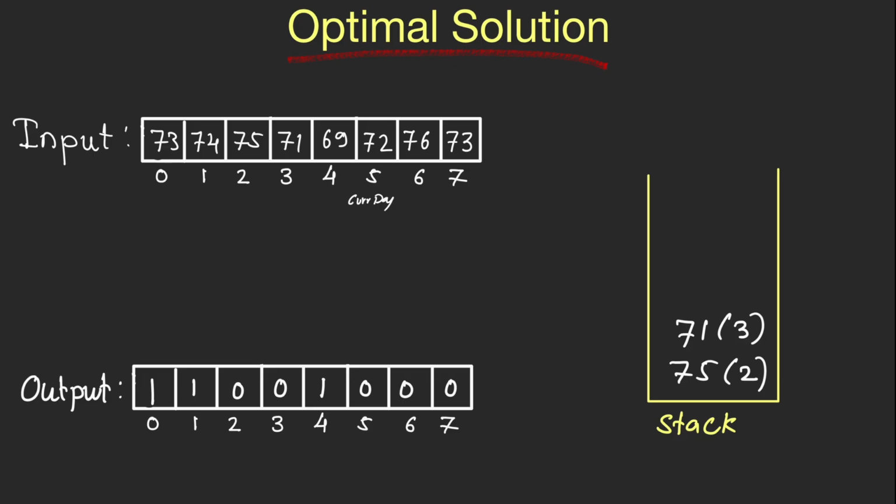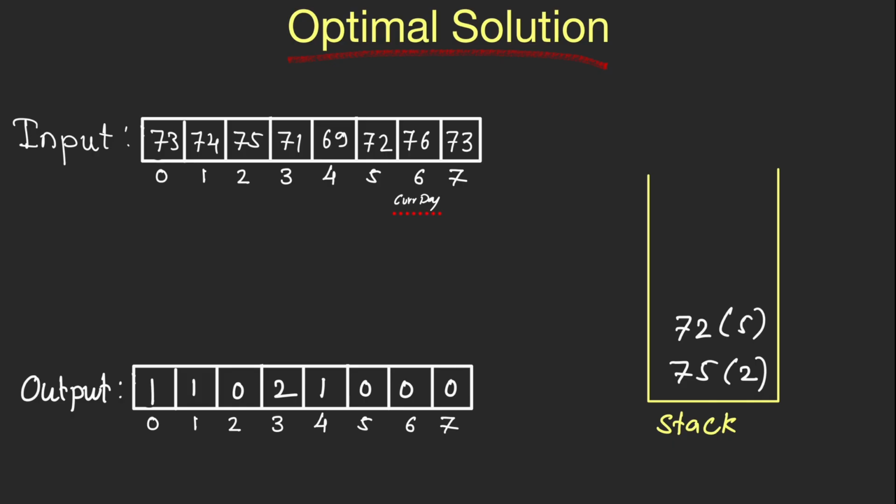72 is greater than 71. Yes, let's pop the element from the stack. Calculate the difference in days. 5 minus 3 is equal to 2, and update the answer. 72 is greater than 75. No. Push the current day to the stack.